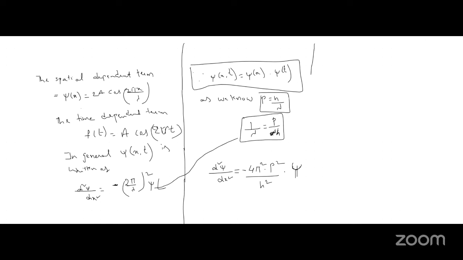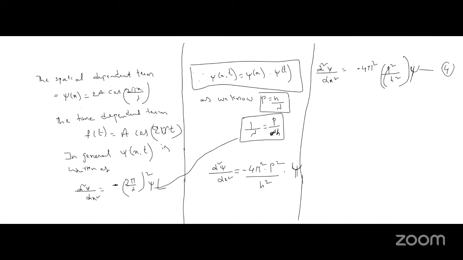Next, I am rewriting the same above equation. I am getting d square psi by dx square is equal to minus 4 pi square times p square by h square of psi. I am taking this as equation number 4.